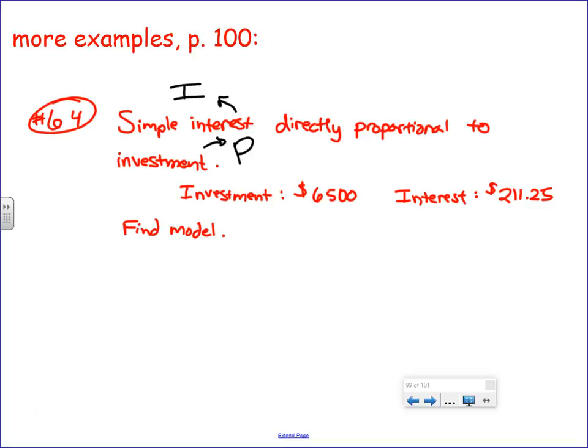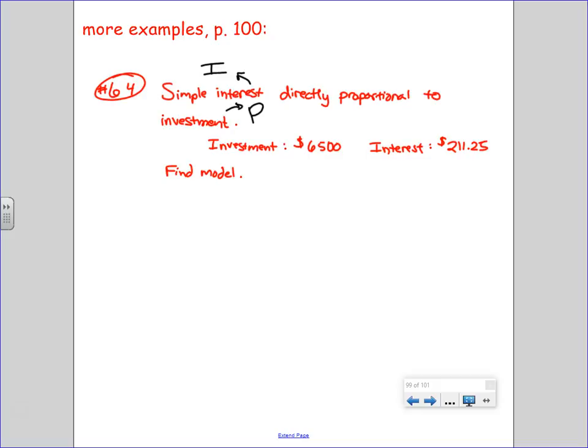Let's stop there. What did they give us? Hold on, what's our model? Always start with the model. What's the model? Interest equals K times P for principal. Now what are we going to do? Oh, you guys should know by now. Plug in what you know, right?